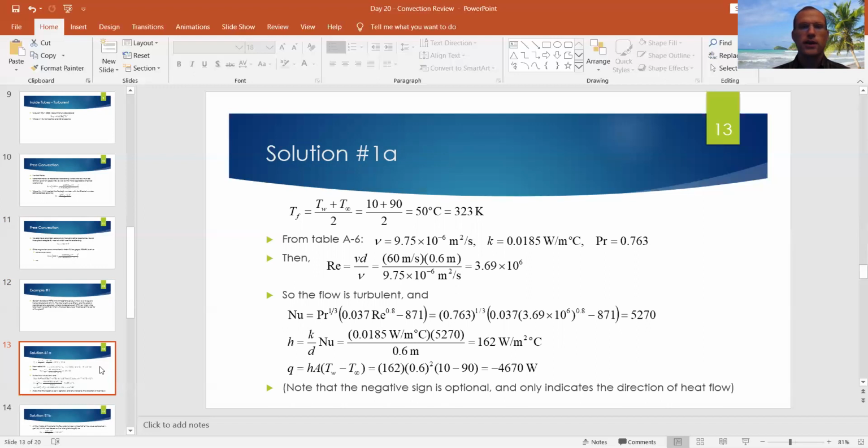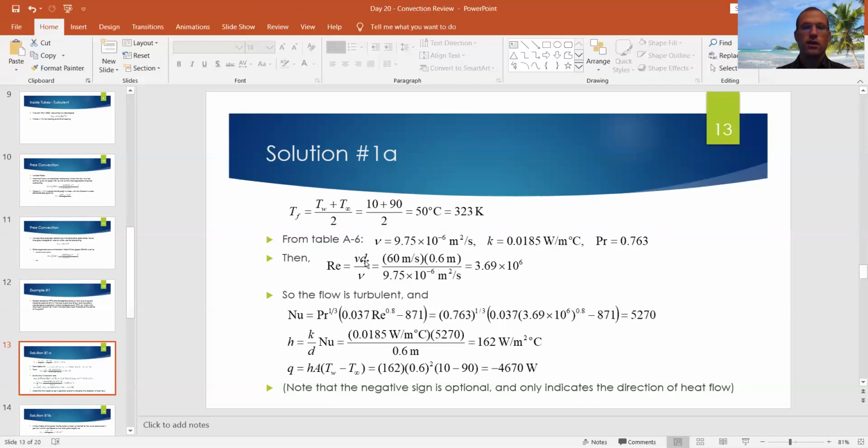So table A6, find carbon dioxide at this temperature, 323. It may be between 2 temperatures, in which case you need to interpolate. You might only have a temperature at 300 and at 350; 323 is roughly halfway between. So kinematic viscosity 9.75 times 10 to the negative 6 meters squared per second. Thermal conductivity 0.0185 watts per meter degree Celsius. Prandtl number of 0.763.